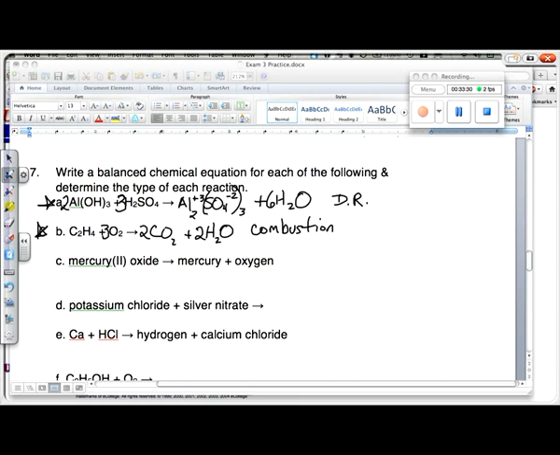Mercury 2 oxide, Hg with a +2, oxygen with a -2, so that's our formula. Goes to mercury, that's just an element that comes as atoms, and don't forget that this is one of our diatomics. Balancing. And what type of reaction is this? I see one thing becoming 2. This is decomposition.